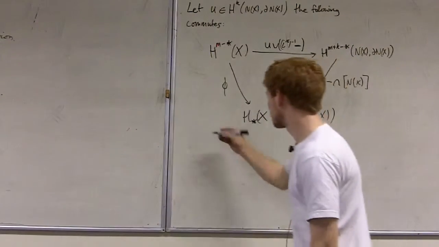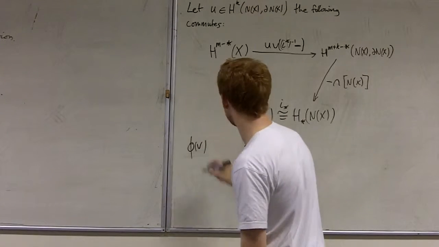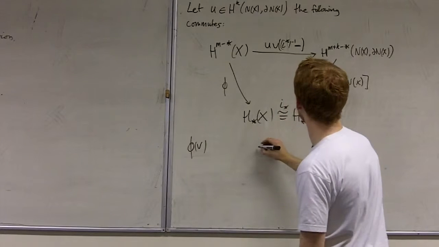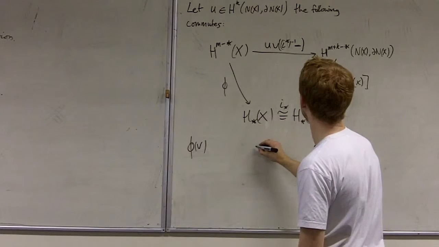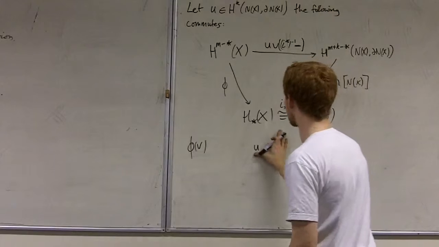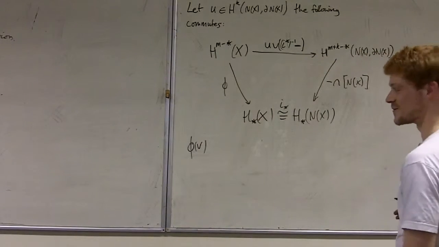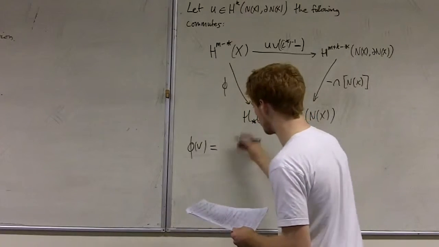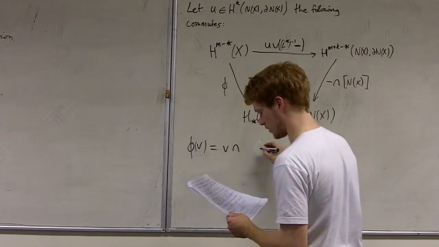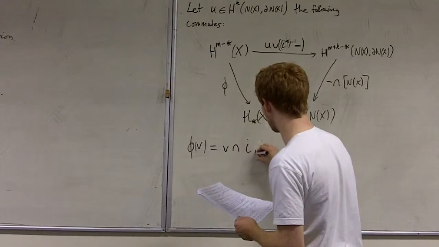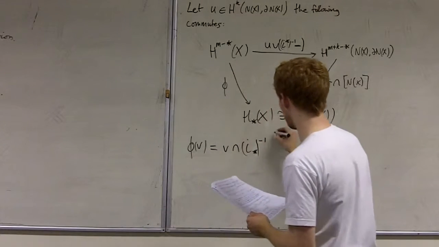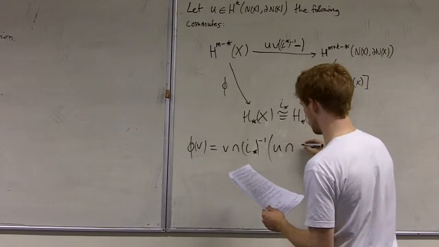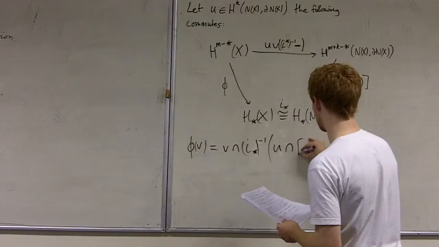So what does that make phi? So that makes phi of v, going around the circle, I should have u. Actually, I'm not going to do that. I think I've simplified it in my notes, so I'm just going to write that out for fear of getting this wrong. Okay, so it should be v cap with the inverse of u, nx.